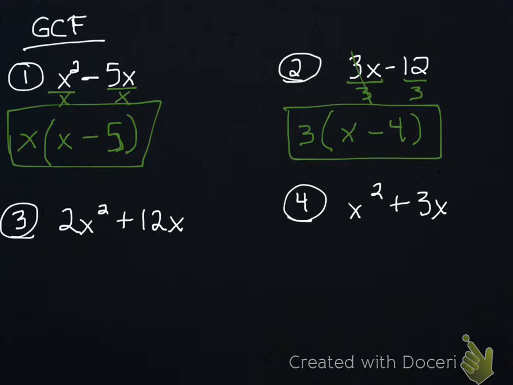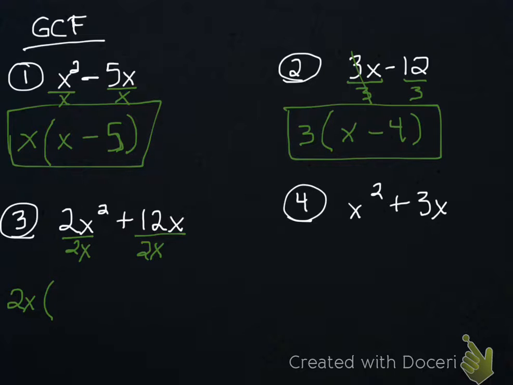Number 3. I have 2 and 12. Well, 2 and 12 are both divisible by 2. So I know I've got 2 as part of my GCF. But then I look and I see the x's. I have x squared and an x. You always pick the smaller exponent, so we're just going to go with plain x. And that's my GCF. GCF is 2x.